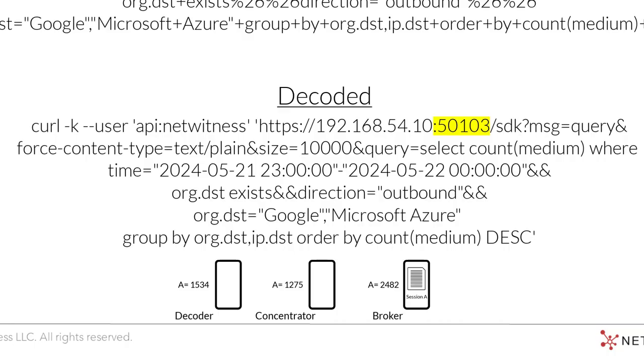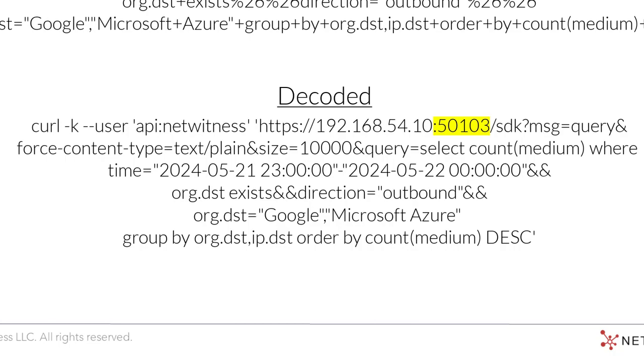This could come into play if your use case involves following up from a respond incident where the alert contains the session IDs of the concentrator that provided the data to ESA. We'll talk more about that later. After the port, we have the SDK command and the content format that we want the data returned in.